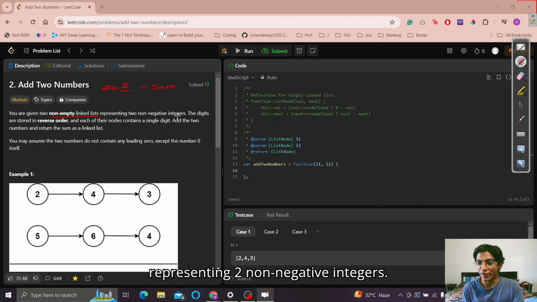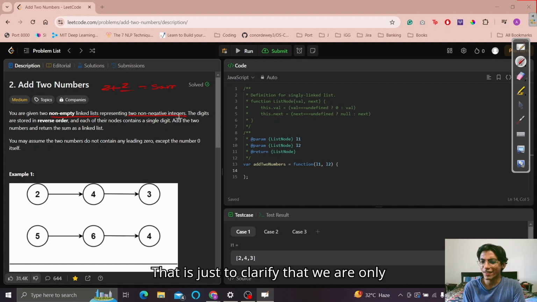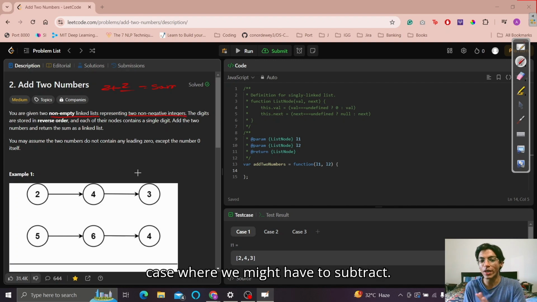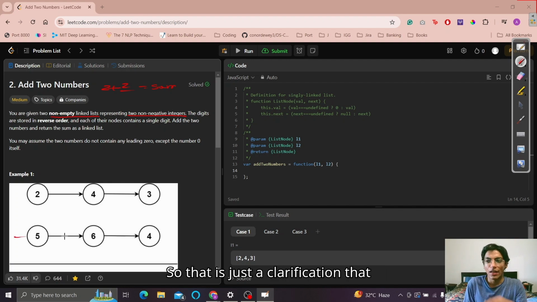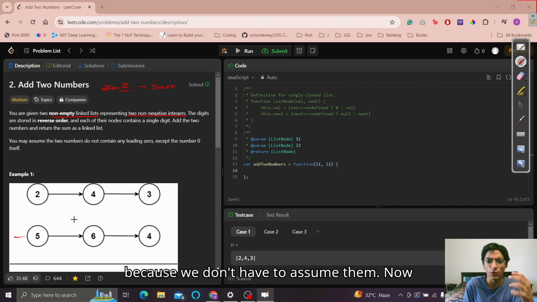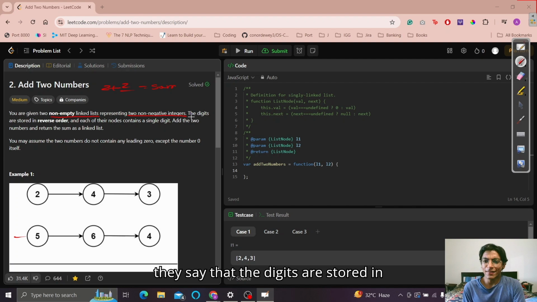Representing two non-negative integers. That is just to clarify that we are only adding two numbers and there will be no case where we might have to subtract. So that is just a clarification that they've given us, which is very good because we don't have to assume them. Now, they say that the digits are stored in reverse order and each of the nodes contains a single digit. Add the two numbers and return the sum as a linked list.